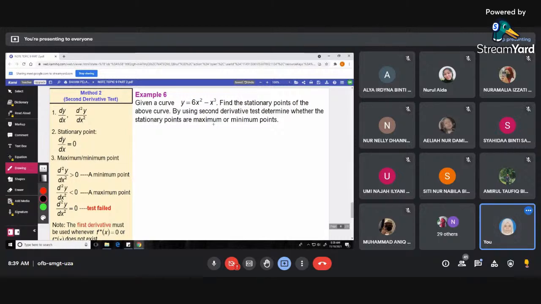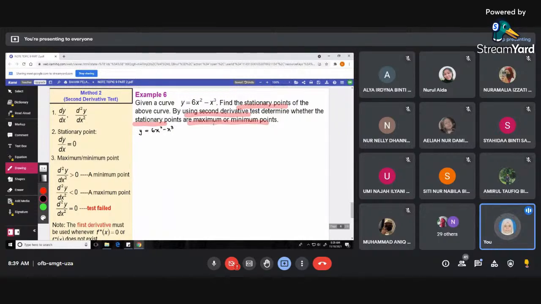Okay. Sekarang ni, kita tengok example number 6. Y equal to 6x square minus x cube. Find stationary point. Soalan ni minta stationary point. Lepas tu dia kata, by using second derivative test, determine whether the stationary point are maximum or minimum. Okay. So, apa first step yang kita perlu buat? Tulis balik soalan.